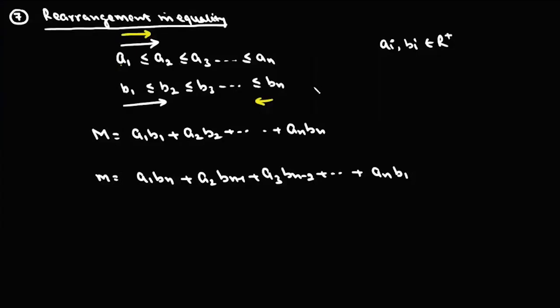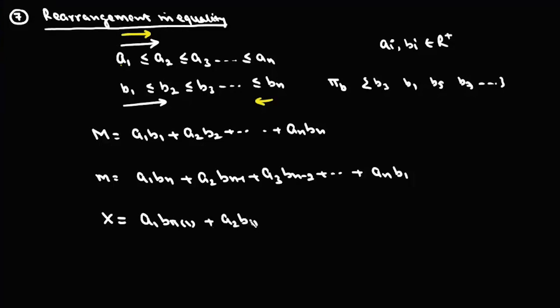And suppose we have any other permutation of B, say pi of B. Here we have arranged them in any random order, for example B3, B1, B5, B7, any random arrangement of B. We define this sum of products as capital X, and it is A1 B pi 1 plus A2 B pi 2 up to An B pi n. Then the rearrangement inequality says that m is always less than or equal to X, and X is always less than or equal to capital M.